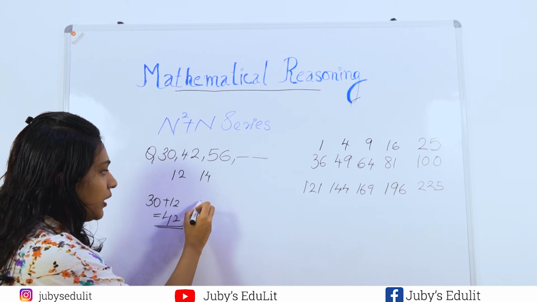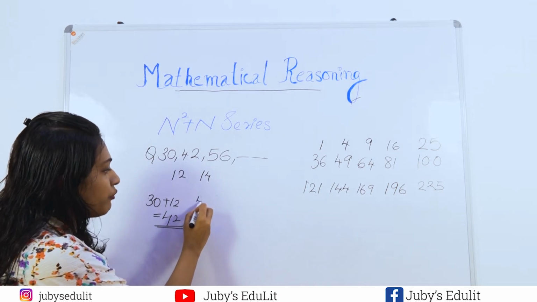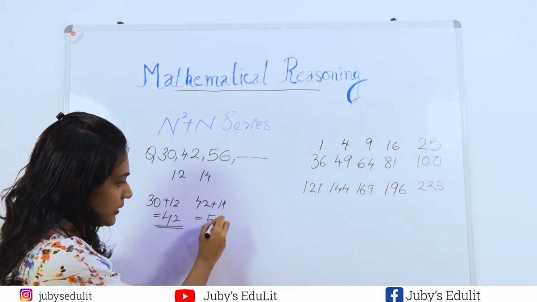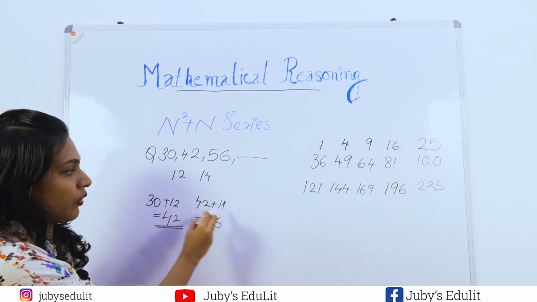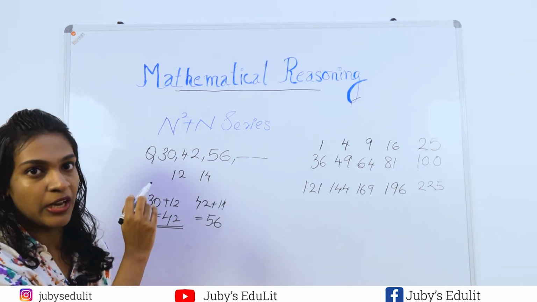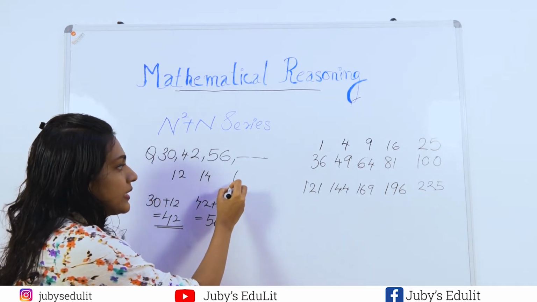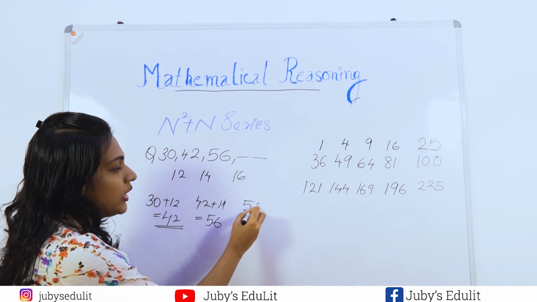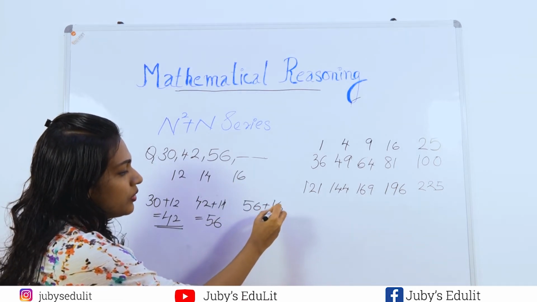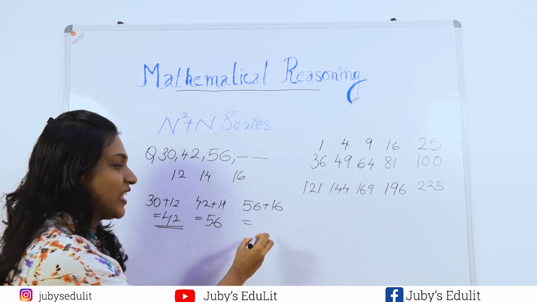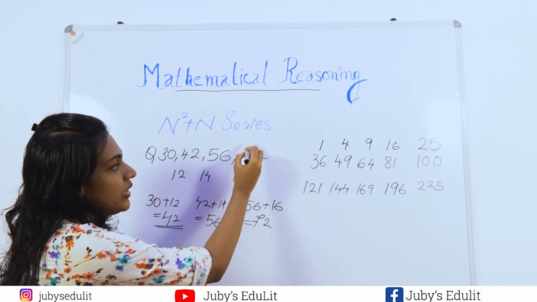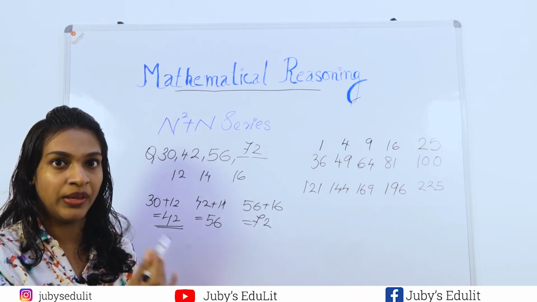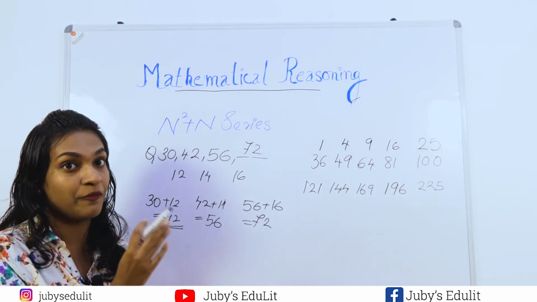When you add 14 to 42, you get the answer 56. So after 12 and 14, what is the even number? It is 16. So when you add 16 to 56, you get the answer as 72, which is the right answer for this question. So this is an easy method to find the right answer for this question.